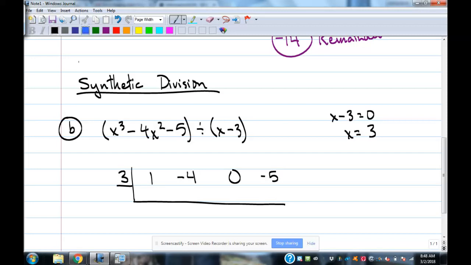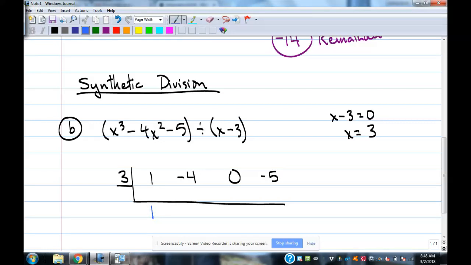And then synthetic division happens a lot faster. It's not long division. It doesn't take quite as long. But there's still a lot of operations that happen. So the first thing you do, every problem with synthetic division, is you drop the leading term down. So you just drop that 1 down here. Then you start your process.